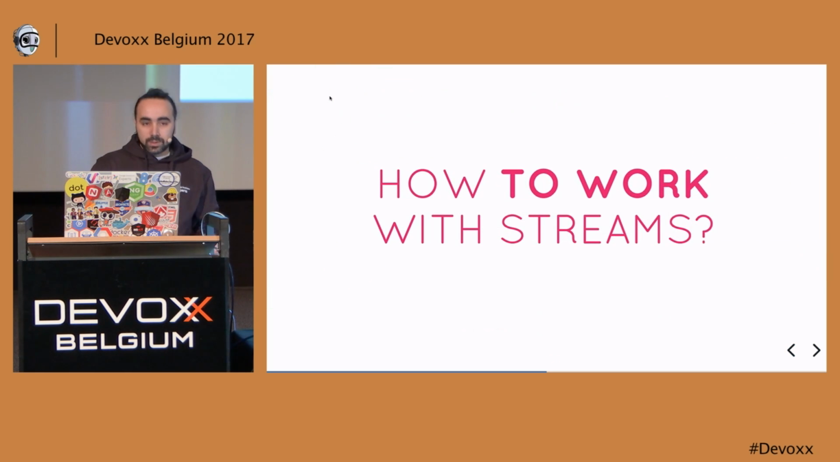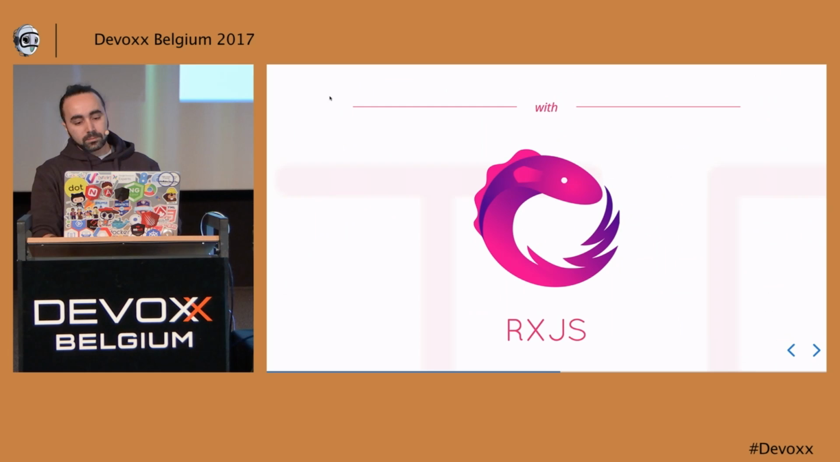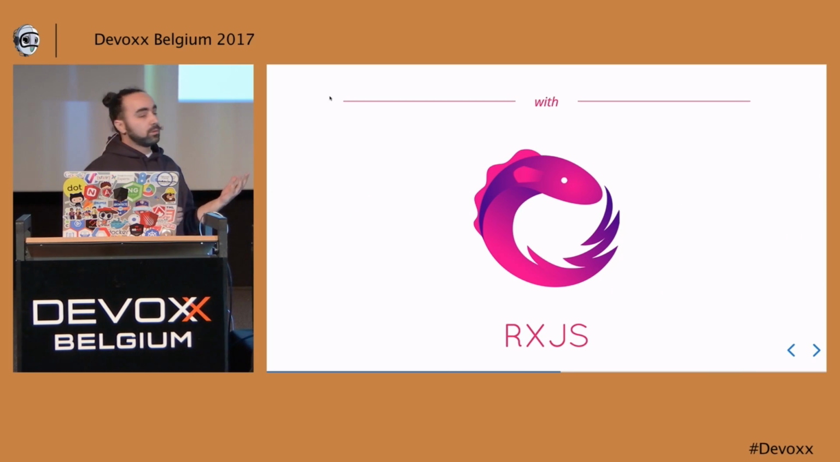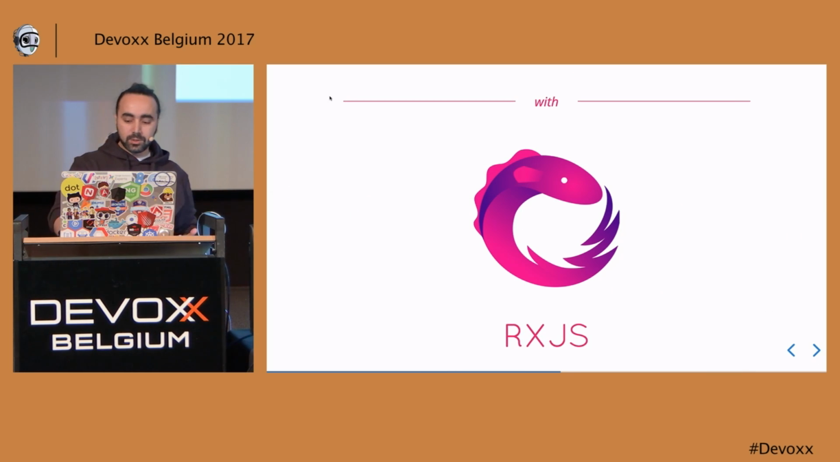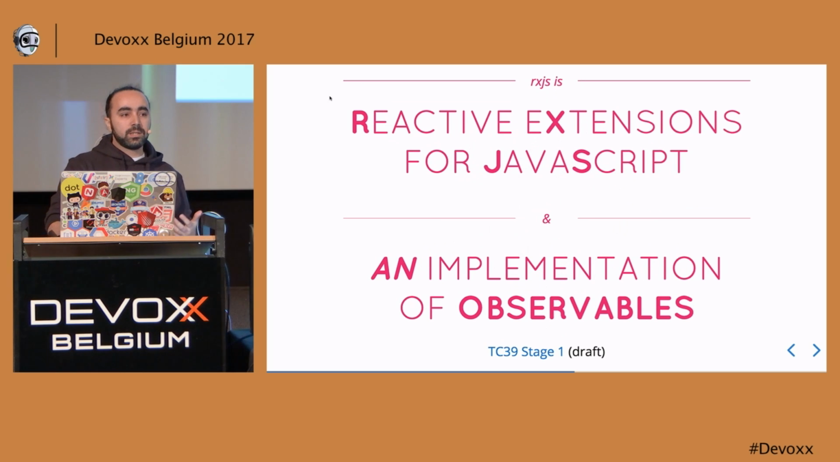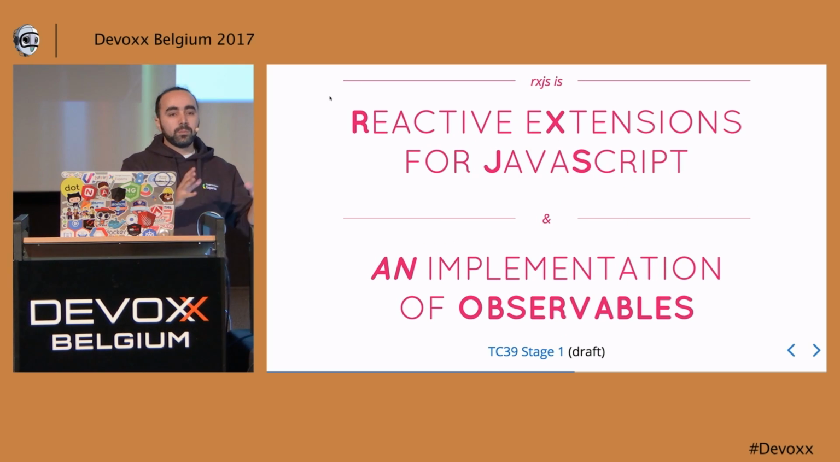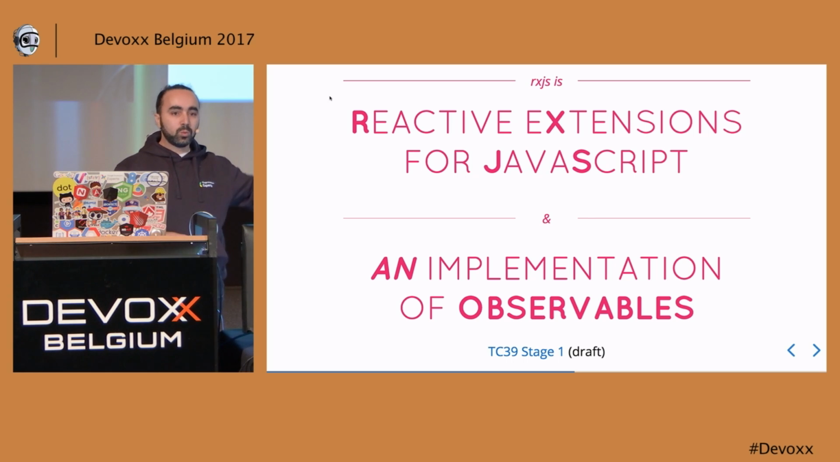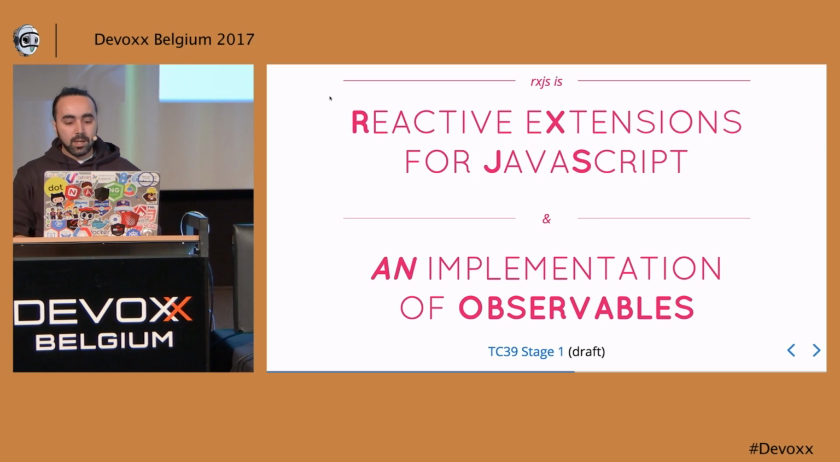So how do we work with streams? That's thanks to RxJS, Reactive Extensions for JavaScript. RxJS is basically one implementation for this in the JavaScript world. We have many others.